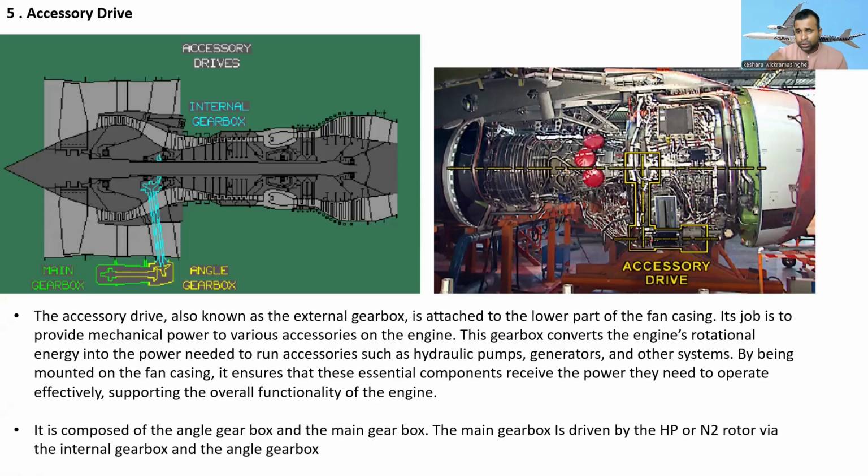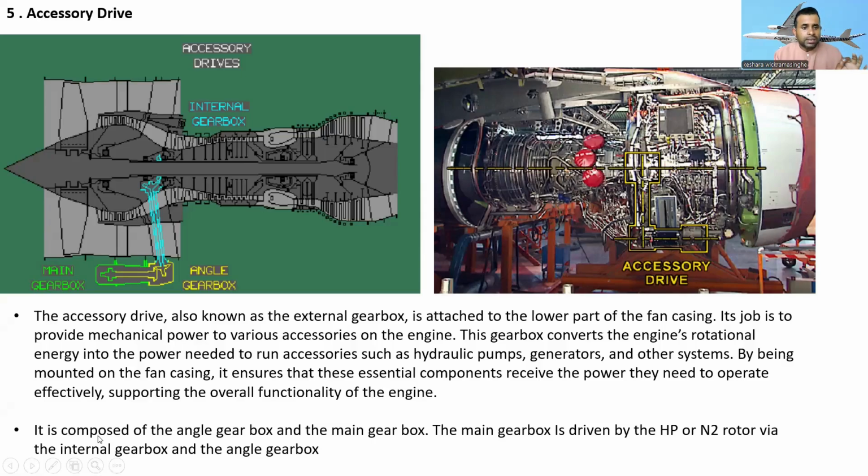What is the purpose of the accessory gearbox? It is to provide mechanical power to various accessories of the engine. The gearbox converts the engine's rotational energy into the power needed to run accessories such as hydraulic pumps, electrical generators, and other systems. By being mounted on the fan casing, it ensures that these essential components receive the power they need to operate effectively, supporting the overall functionality of the engine.